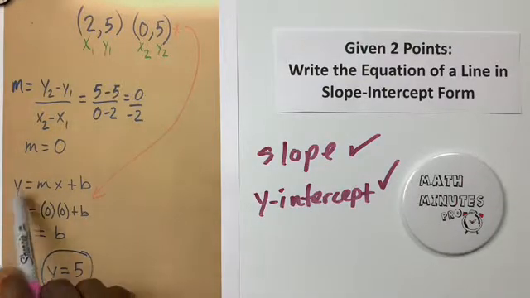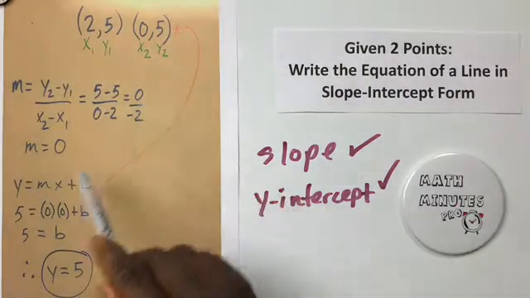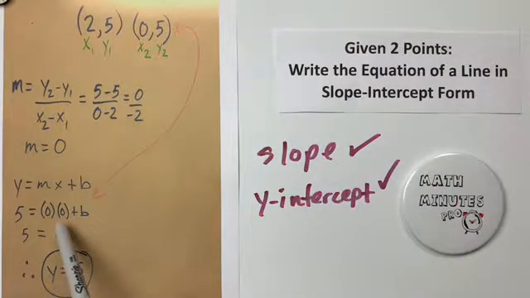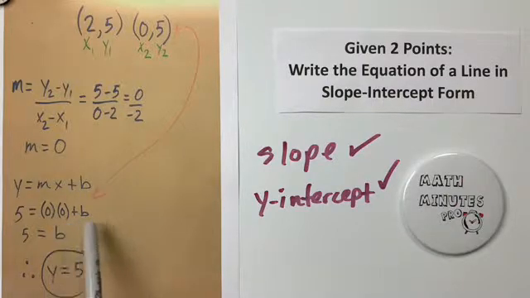I substitute 5 for y equals, our slope is 0, so I substitute 0 for the slope m. And then the x-coordinate for the point I selected is 0, so I substitute 0 for x, plus b. So yes, you can see that we're going to be able to find the y-intercept. So 5 equals 0 times 0 plus b. We simplify it. Our b, or our y-intercept, is equal to 5.